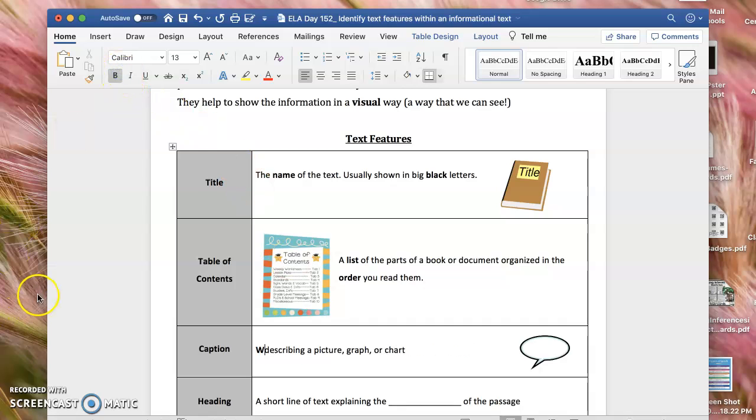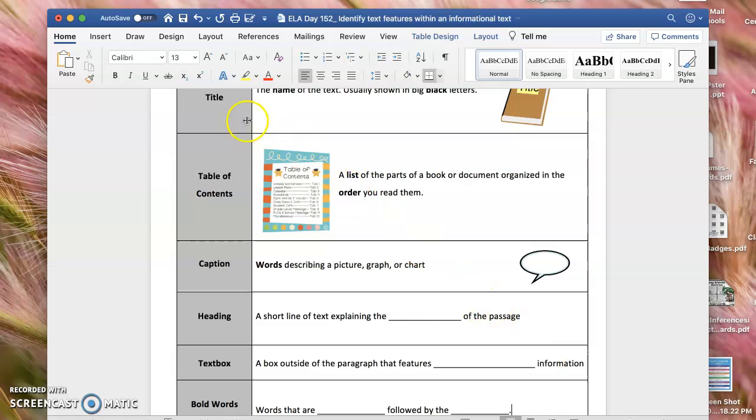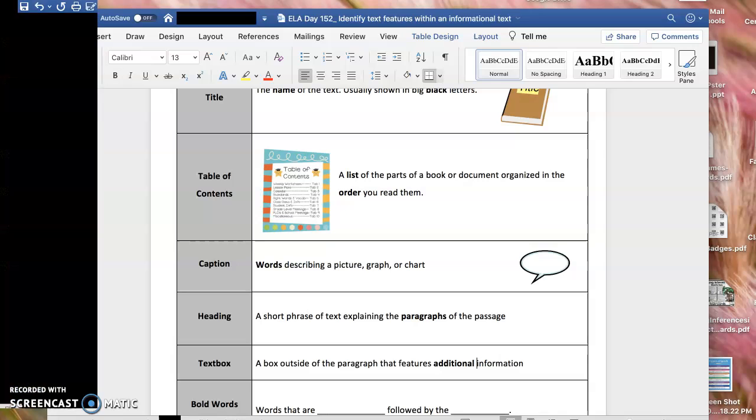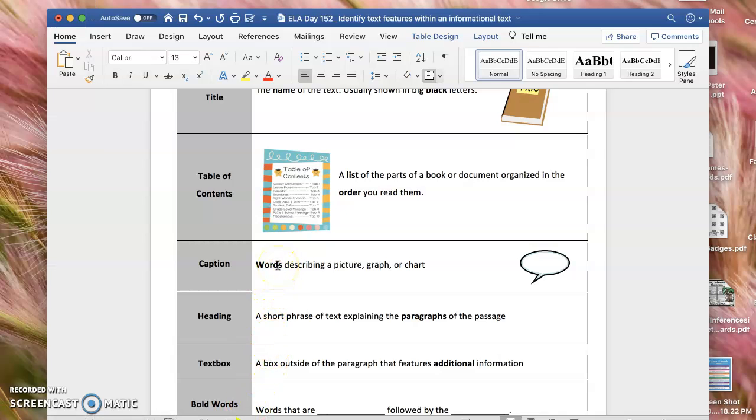Caption, of course, we talked about captions. They are words describing a picture, a graph, or a chart. And then we're going to talk about graphs and charts, which are another part of text features, tomorrow. And then we talk about headings, right? A heading is a short phrase of a text explaining the paragraphs of the passage. And then the text box, we know about text box. It is a box outside of the paragraph that features additional information. And remember, the text box is different from the caption because captions are just like one sentence, and text boxes usually are like long paragraphs explaining additional information about the topic.